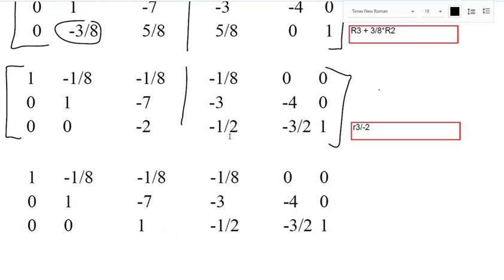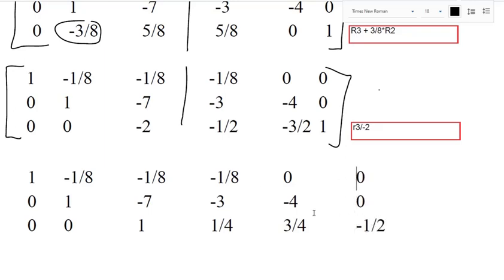And then we've got negative 1 half divided by negative 2. So that's like multiplying by negative 1 half. So that's positive 1 fourth. Then negative 3 halves divided by negative 2. That's like multiplying by negative 1 half. So that's going to be a positive 3 fourths now. And then 1 divided by negative 2 makes negative 1 half.